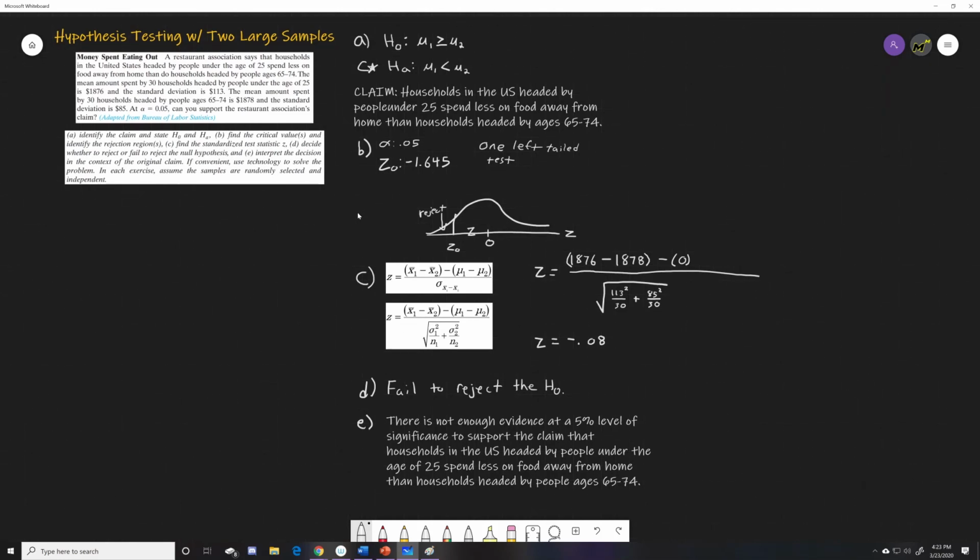Alright, so there is an example of hypothesis testing with 2 large samples. Hope this helps.